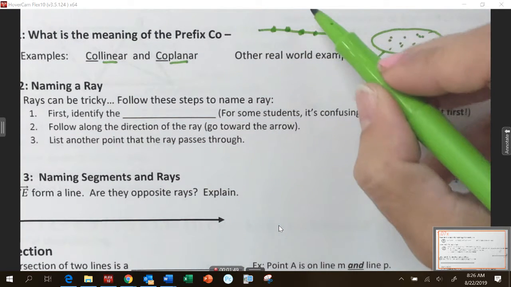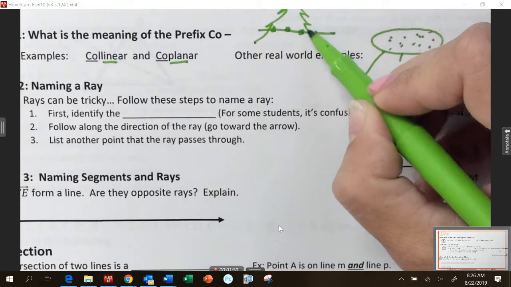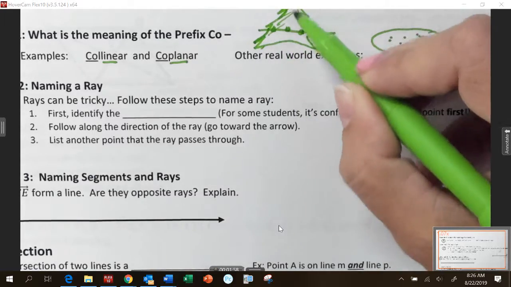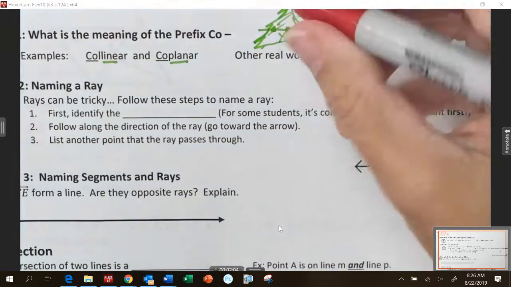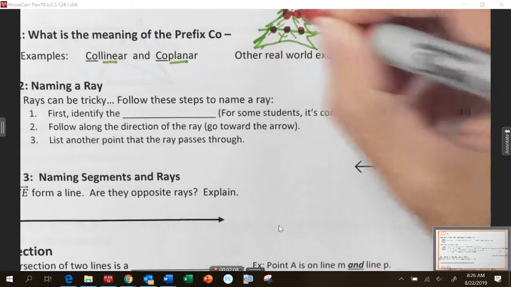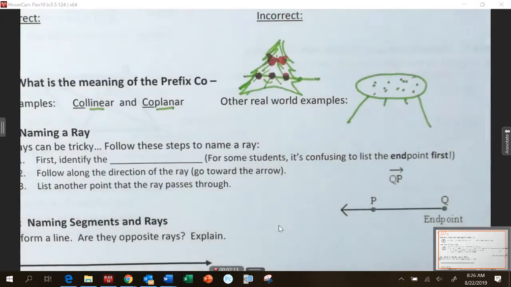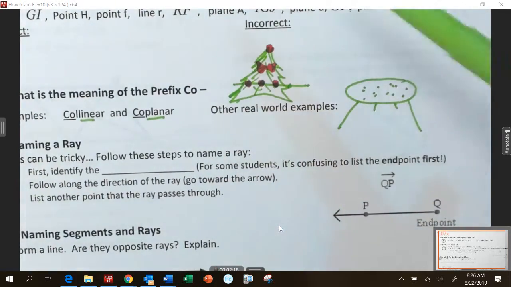All right, not everybody does this, but some people do. Oh my gosh, I am such a good artist. Here's my collinear. Oh, it's kind of off the screen there. What do you think? Is that a good collinear example? Like Christmas lights on a string? Collinear. All right.